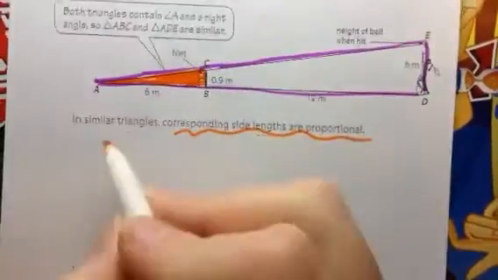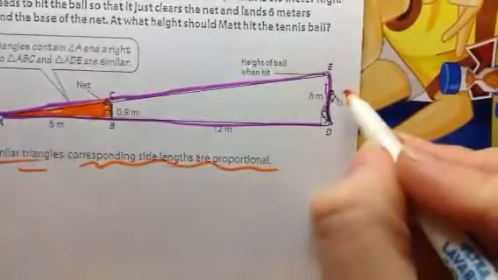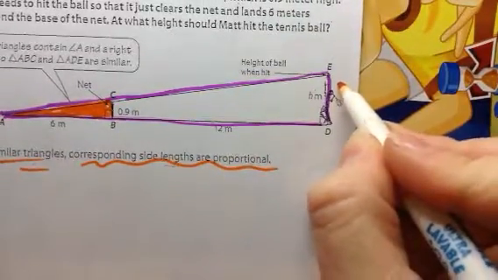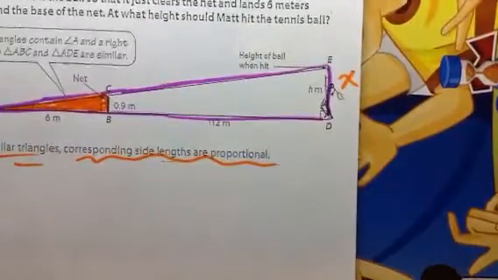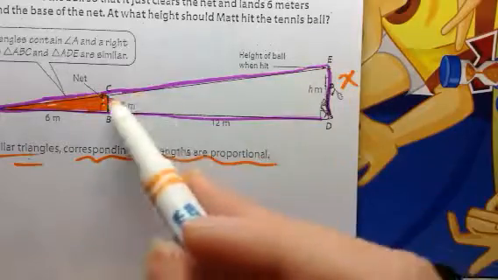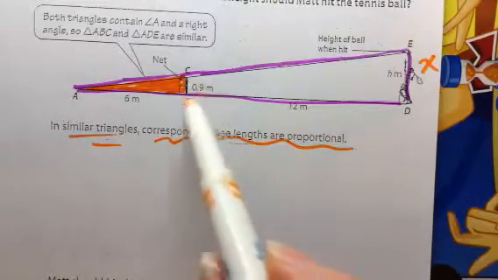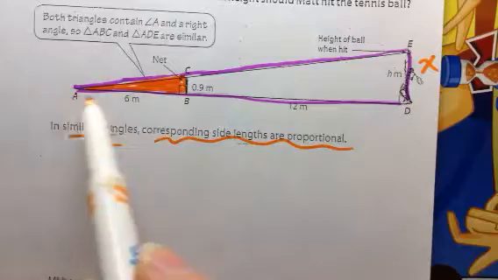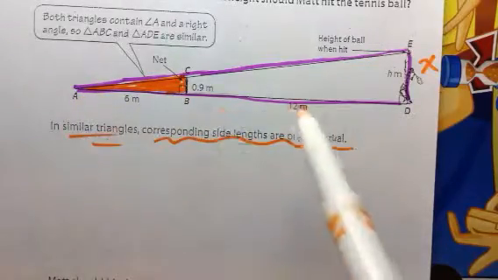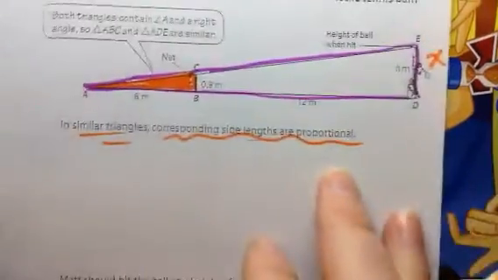because the side lengths are proportional for similar triangles. On my picture, I would go ahead and put either an X or a question mark about the part that they were asking. They were saying, how high does he have to hit the ball right here to be able to just clear that net and go 6 meters on the other side? So they labeled the height of the net for me, 9/10 of a meter. I know that it wants to go 6 meters on the other side, and they also told me Matt's 12 meters from the net, so they've already labeled that for me.